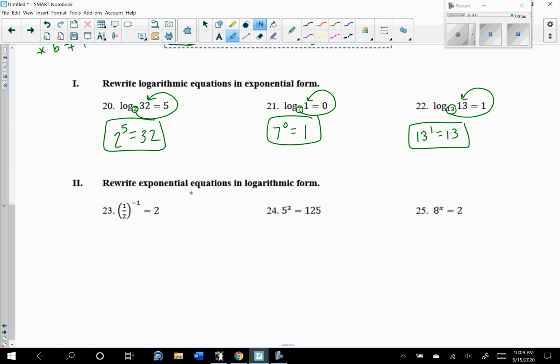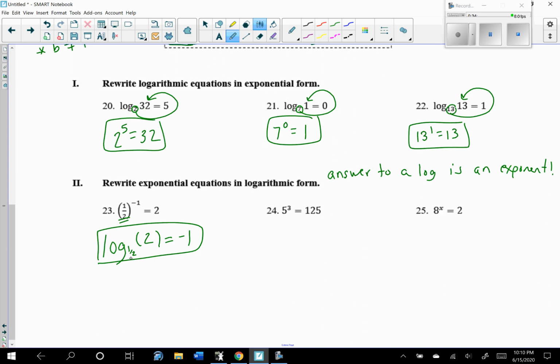Now we're going to rewrite the exponential equations in logarithmic form. So the base always stays the base. So what's the base here? 1/2. So this is the log. The base is 1/2, so it's 1/2 here. And notice it's a subscript, so always try to write that smaller, of what number equals what. So the answer to a log is an exponent. That is why we like logarithms, because it helps us to solve for exponents. So log base 1/2 of 2 equals the exponent negative 1 would be how we write that.